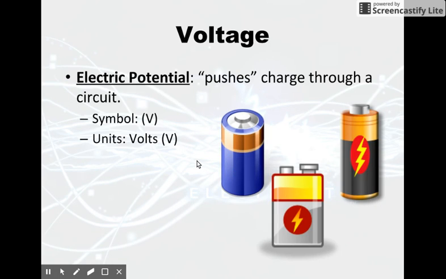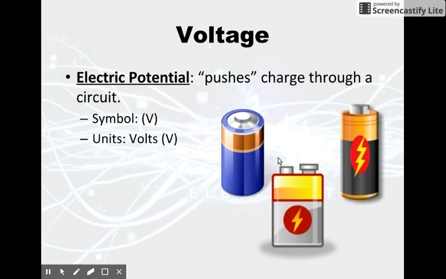Voltage then is the push that moves the charge through the circuit. So the symbol is a V for voltage, and it's measured in the unit volts, also with a V. It's sometimes called electrical potential. And all it means is that there needs to be a difference in charge, or voltage, in our circuit in order for charges to move through it.